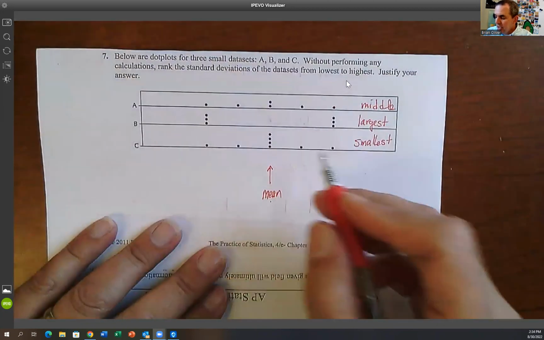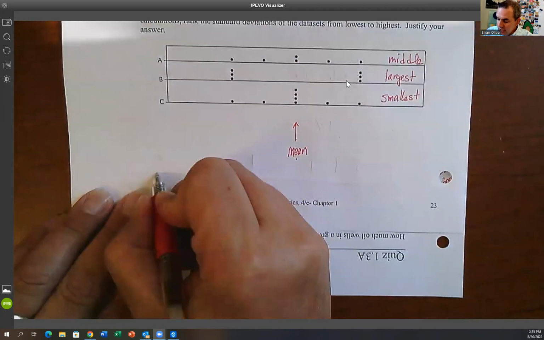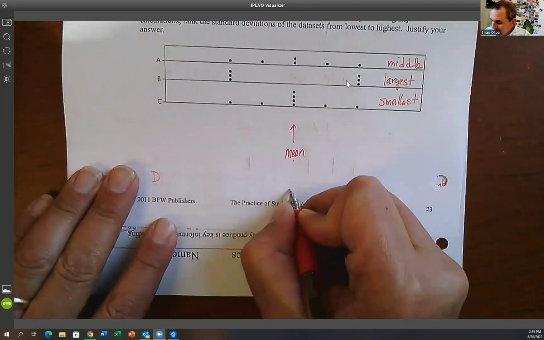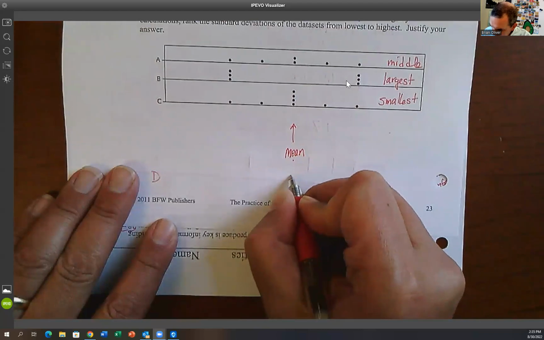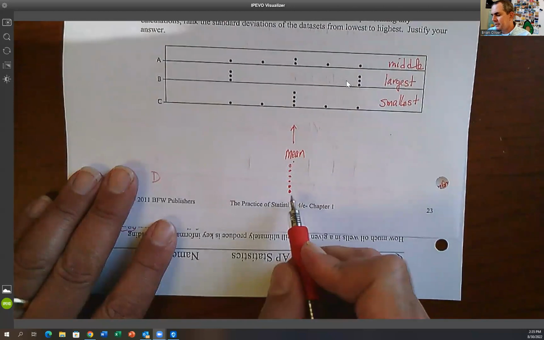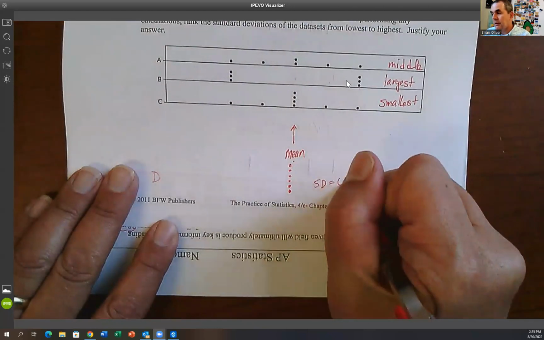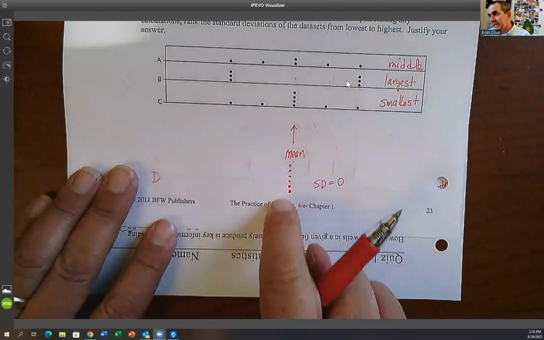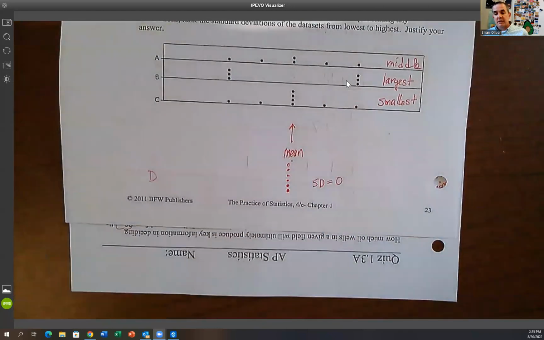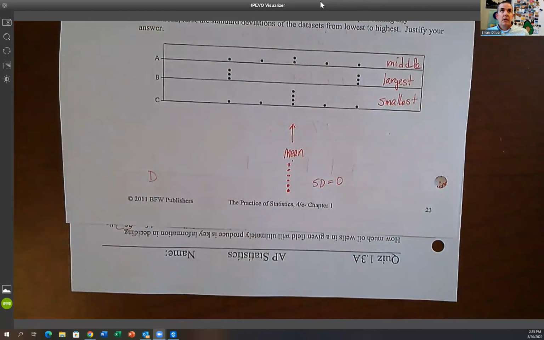Let's say, for example, I had a distribution D, and it looked like this. I have a dot here, 2, 3, 4, 5, 6. All of them are right in the center. This would have a standard deviation of 0, because the mean is here in the middle and all of them are the mean. So that tells me I have no standard deviation. It's 0. Hopefully that helps. Please use the daily reflection to ask me questions, and I will see you all next class.